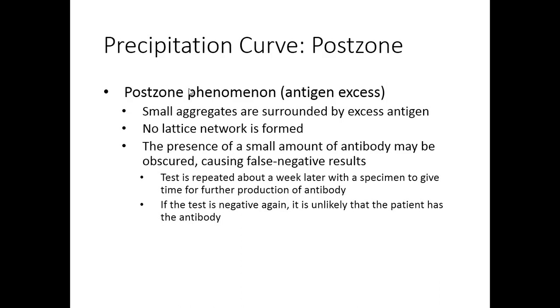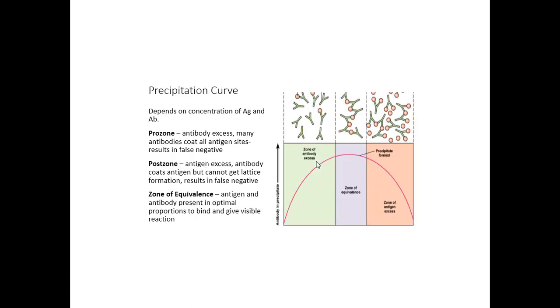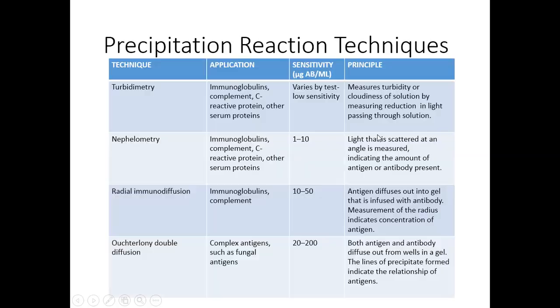So if the test is negative, sometimes if you repeat it a week later, you can develop more antibody and be able to see a positive test. If a week later the test is still negative, it's unlikely the patient has developed any antibody to the antigen. And again, this is just another illustration because some people like to see things differently, and it just shows you how the antigen excess or the antibody excess inhibits the ability to visualize the test through lattice formation. No lattice formation, no lattice formation, lattice formation. This looks like this is too weak to be lattice formation. It's a couple little things stuck together.